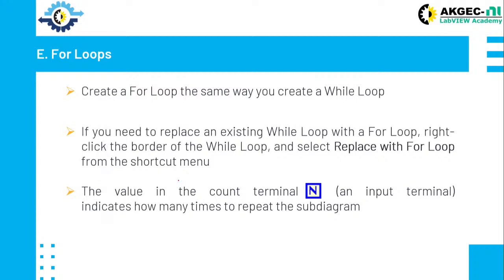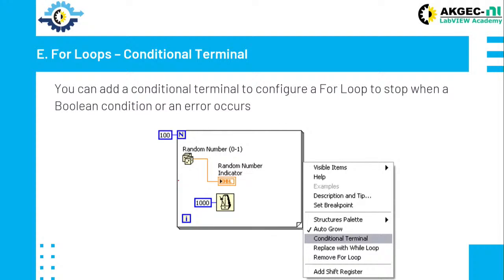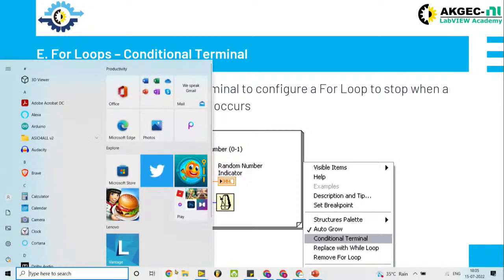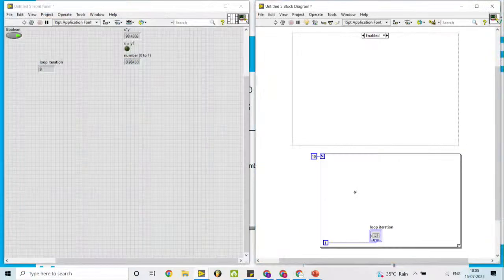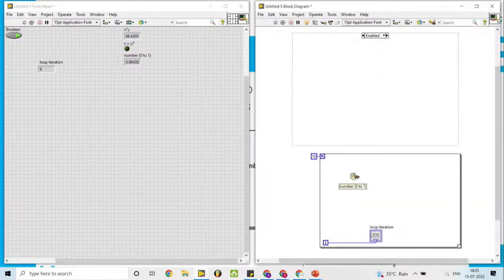So we will create a for loop the same way as the while loop we have created. There is another option: we can replace the while loop with the for loop, and we will see the random number generator scheme again in our for loop also. So we can generate a random number here again, and we will display this random number.